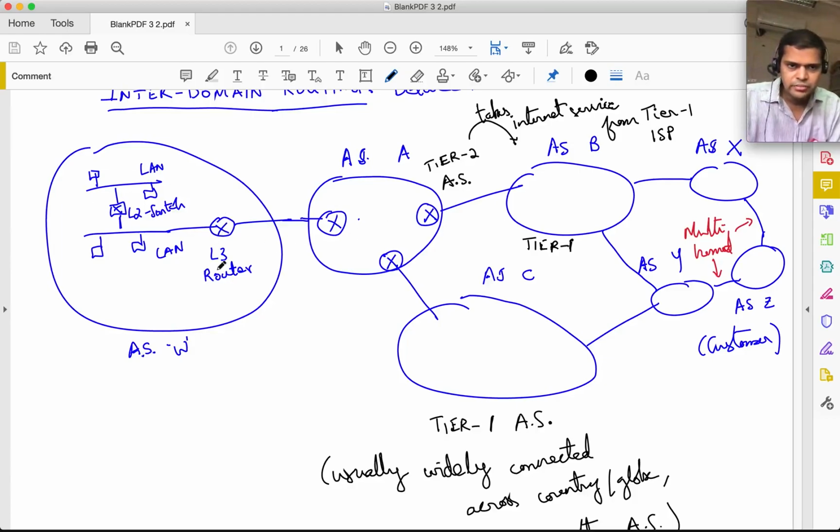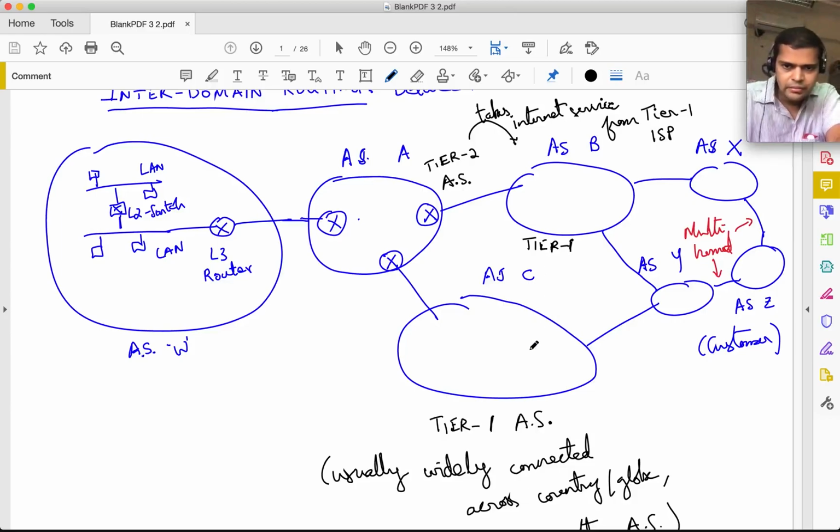And at the edge, you may have somebody who's just taking internet service from somebody else, right? And he's not providing service to anybody else, and those sort of people we would call customers. Okay, so this customer network is not providing internet service to anybody else. There is no tier below this one. So this is roughly how you would divide these autonomous systems into categories.